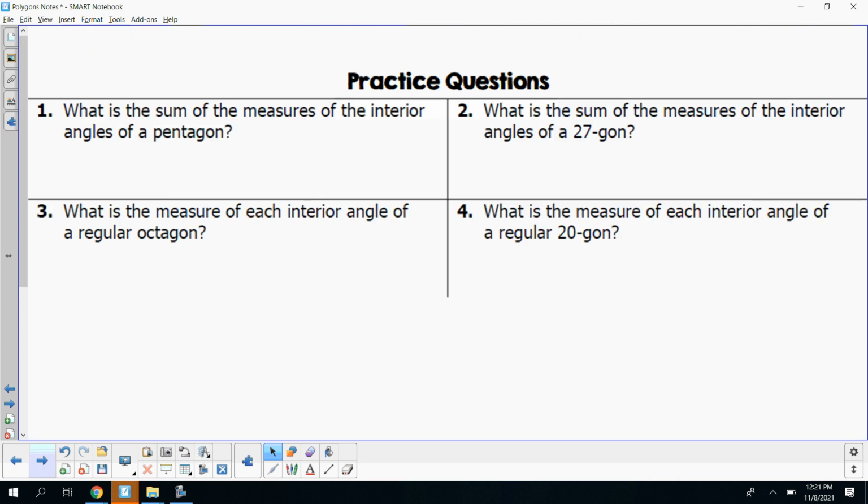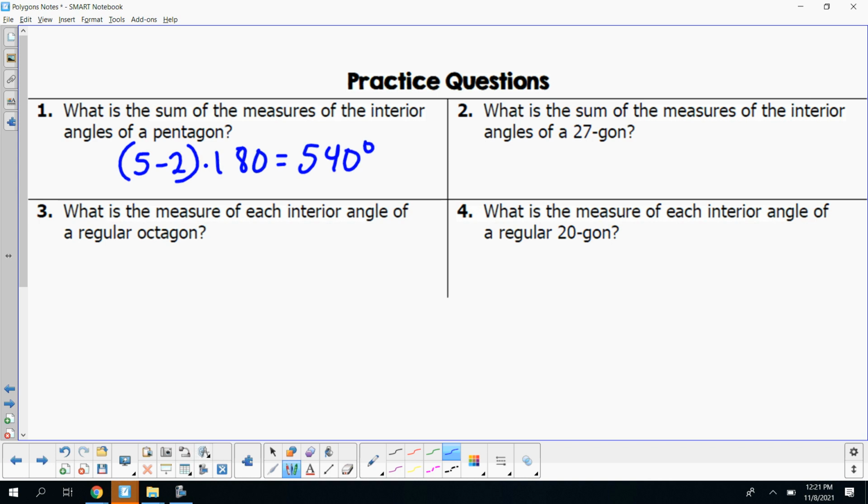Number 1, what is the sum of the measure of the interior angles of a pentagon? So let's see, a pentagon has 5 sides, so 5 minus 2 times 180. That's going to give me 540 degrees. So the sum of the measures of the interior angles of a pentagon is going to be 540 degrees. Go ahead and answer number 2 in Ed Puzzle.